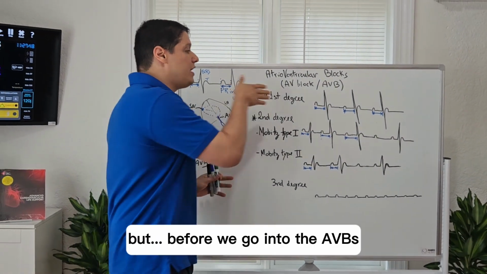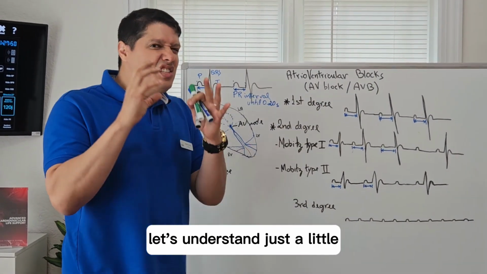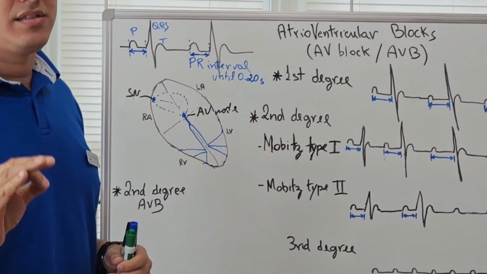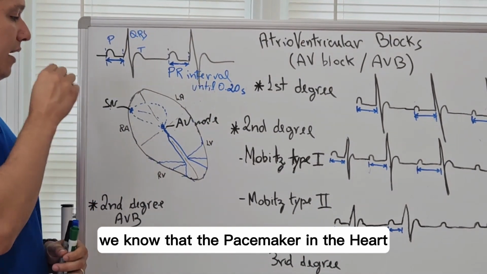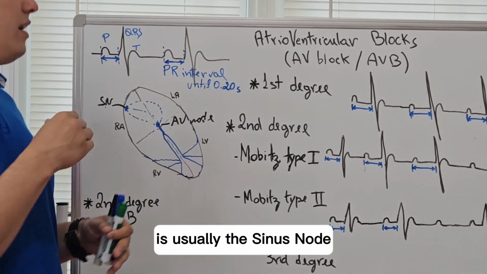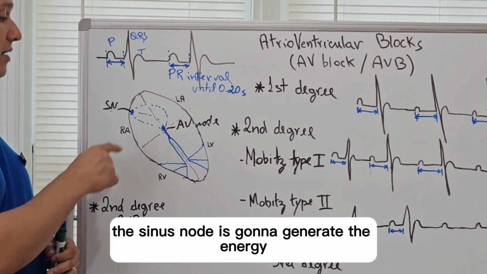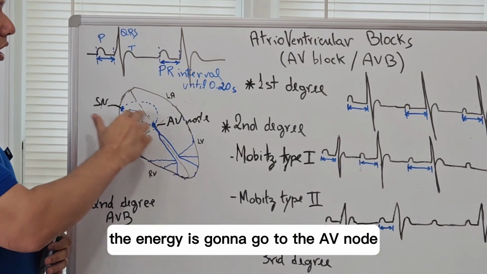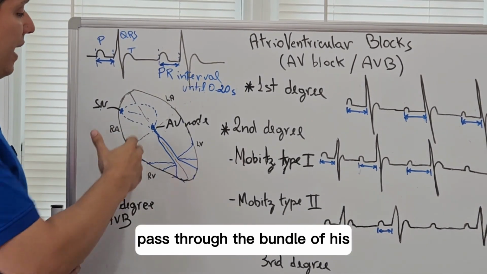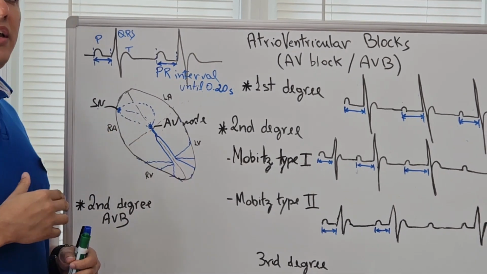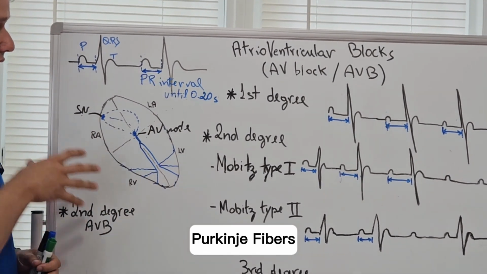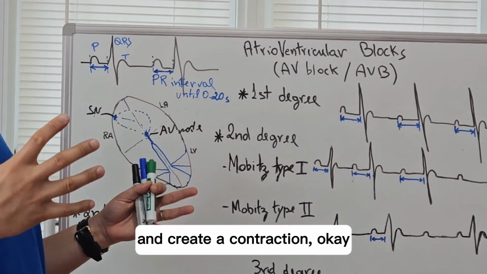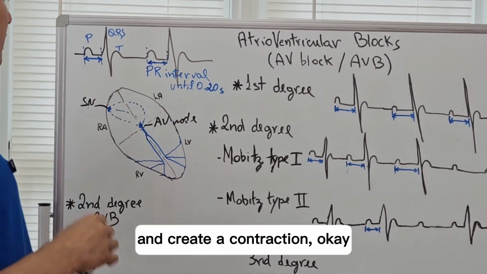But before we go into the AVBs, let's understand just a quick review of the electrical heart system. We know that the pacemaker in the heart is usually the sinus node. The sinus node is going to generate the energy. The energy is going to go to the AV node, pass through the bundle of His, bundle branches, Purkinje fibers until it arrives at the ventricle mass and creates a contraction.